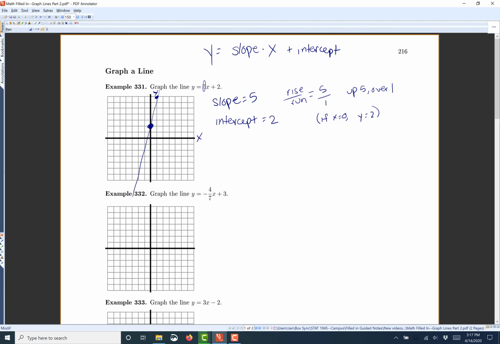And drawing a line. This is a math class, again, so we're not super picky. We just need to know, can you find the intercept? Can you find the slope?